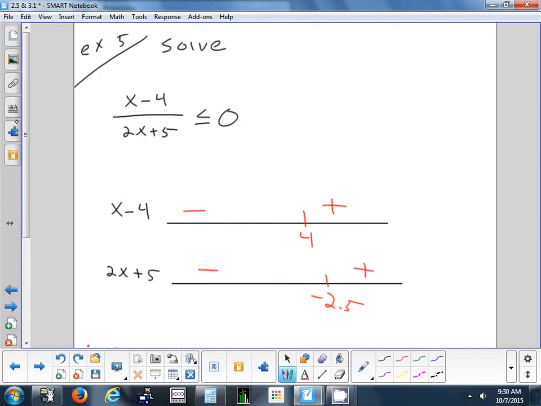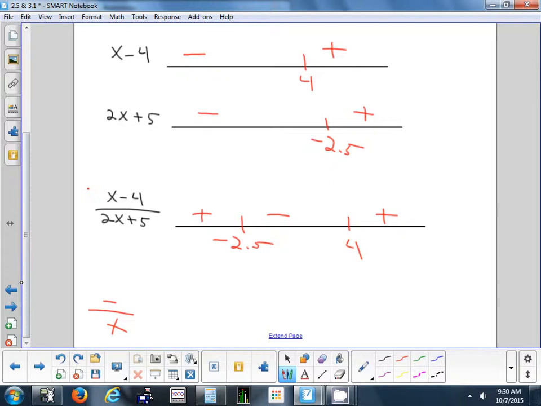Okay. Now in this one, they wanted to know, where am I negative? Where am I less than or equal to 0? Just right there. Okay. And it said equal to, so it's a bounded interval from negative 2.5 to 4.